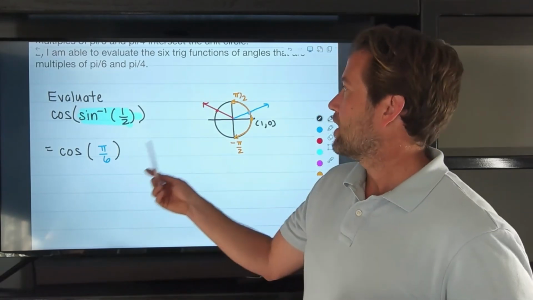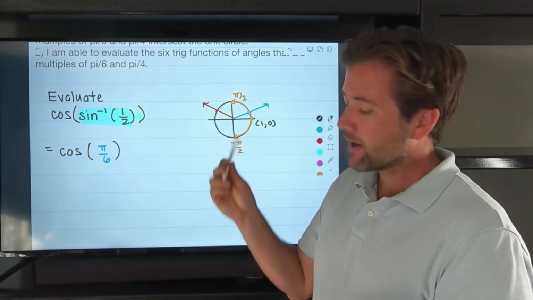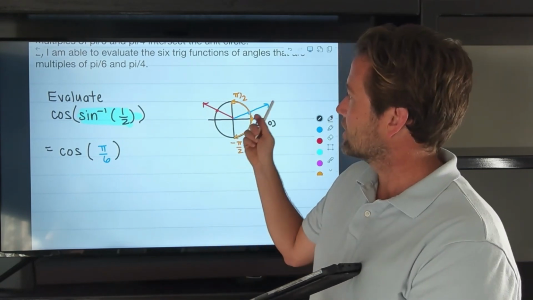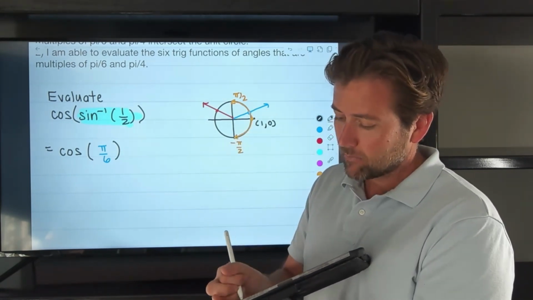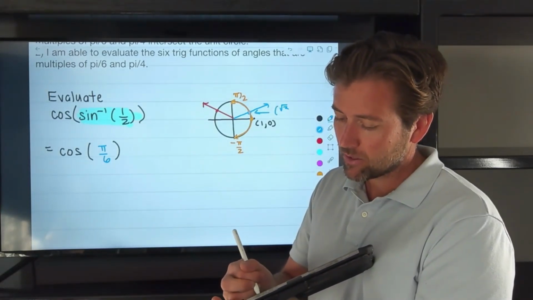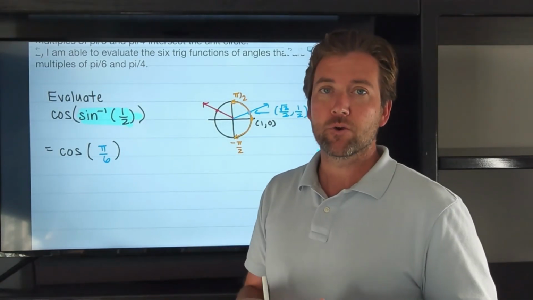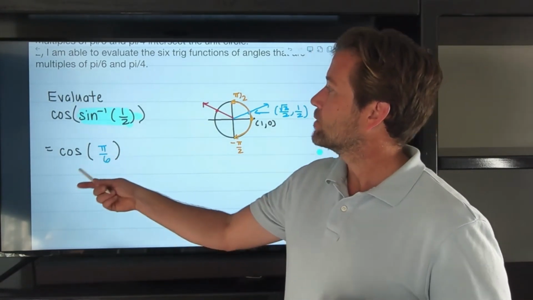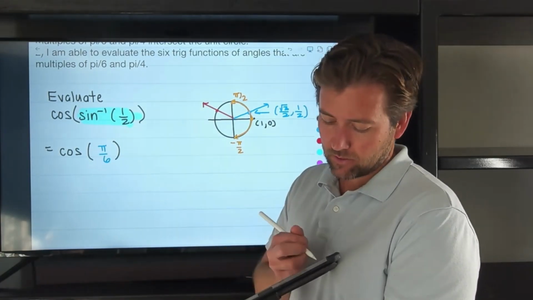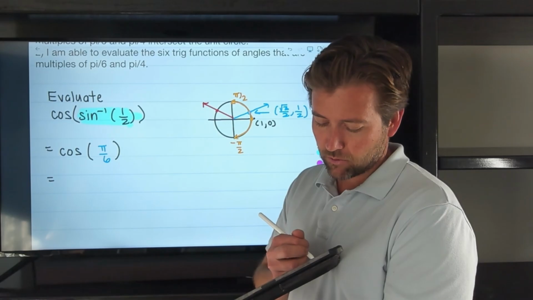So we have our angle pi over 6 drawn here in blue, and the cosine of that angle is just the x-coordinate of that point of intersection with the angle and the unit circle. This point here is the square root of 3 over 2, comma half. And we know that because we're familiar with our unit circle. So the cosine of this angle, pi over 6, must be that x-coordinate, square root of 3 over 2.